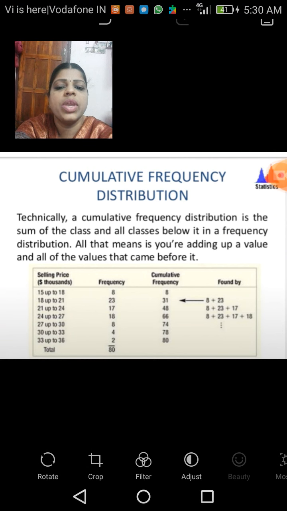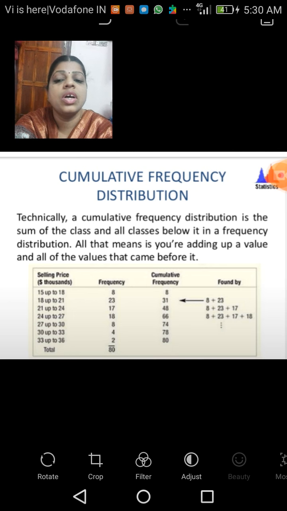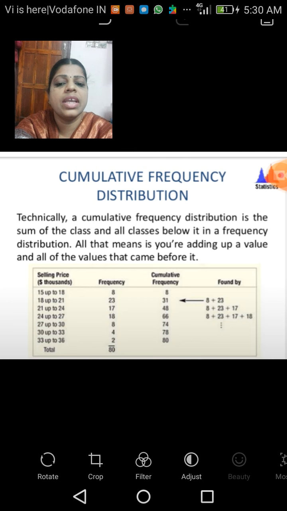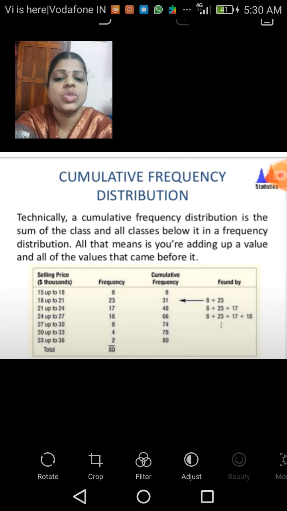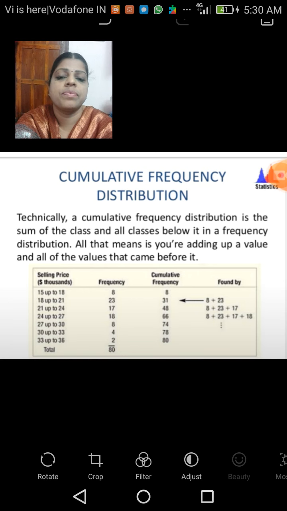Here we can see the term cumulative frequency distribution. This is also a term related to the frequency distribution. Technically, a cumulative frequency distribution is the sum of the class and all the classes below it in a frequency distribution. All that means is you are adding up a value and all the values that came before it.